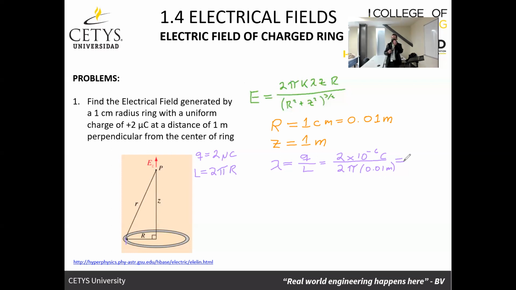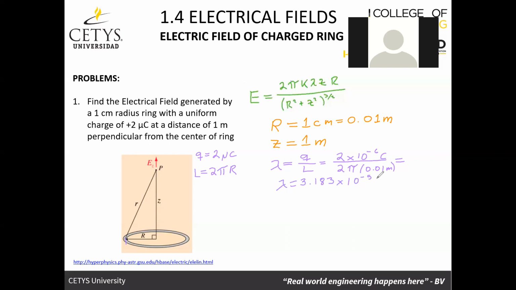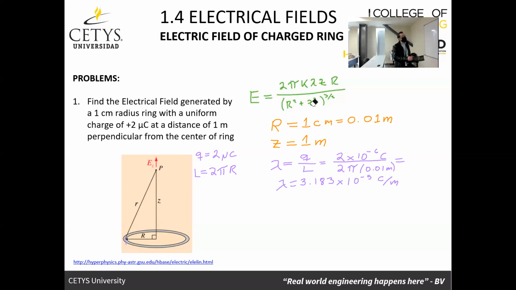So what value did you get? It's 3.183 times 10 to the minus 5. Yes, please verify. This is going to be coulombs divided by meter. I'm always going to be stressing the units. It's important to identify the units we're talking about. And so the rest is going to be substituting these values into the expression to find the value of E.